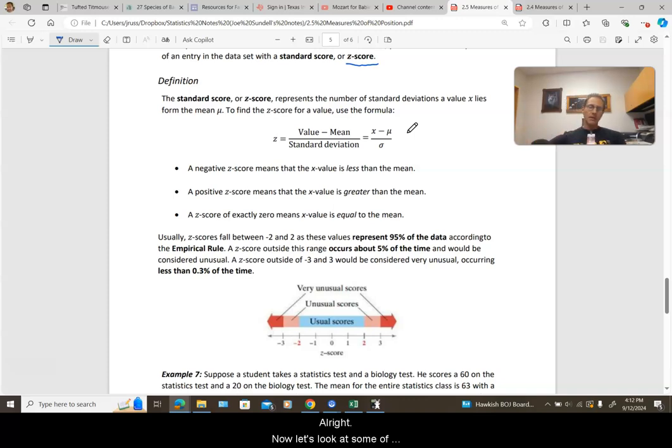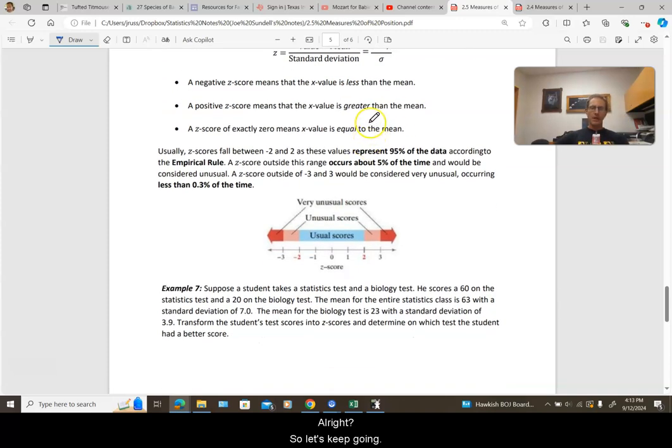Now let's look at some of these bullets here. A negative z-score just means that that particular data value is below the mean. A positive z-score means that that data value is above the mean, or greater than the mean. And a z-score of 0 means that the x value is actually equal to the mean. So the z-score is telling you how far away that data value is from the mean in terms of standard deviations. Or in other words, how many standard deviations would it take for us to go from the mean to that particular data value?